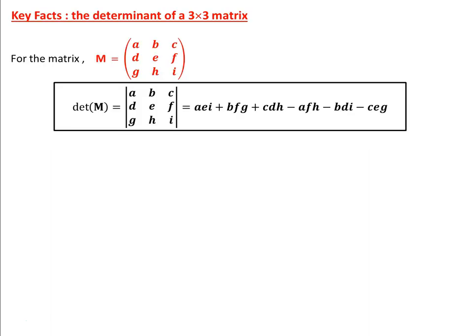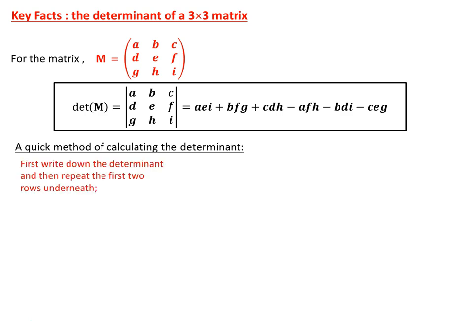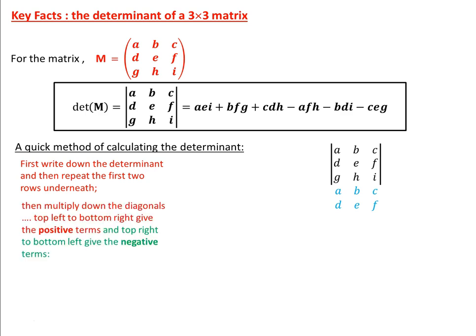So for key facts, if we've got a 3x3 matrix, then the formula for the determinant is that rather messy one presented there, but in fact it's much easier to remember how to calculate the determinant of a 3x3 matrix. So you start off with the matrix, or the determinant to be calculated. You repeat the first two rows underneath, and then you use a process of diagonals.